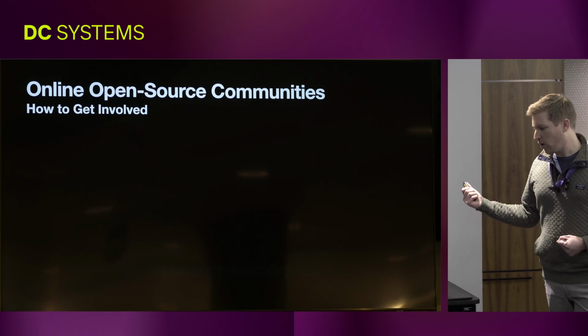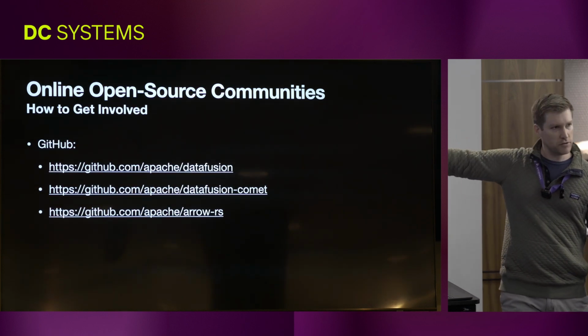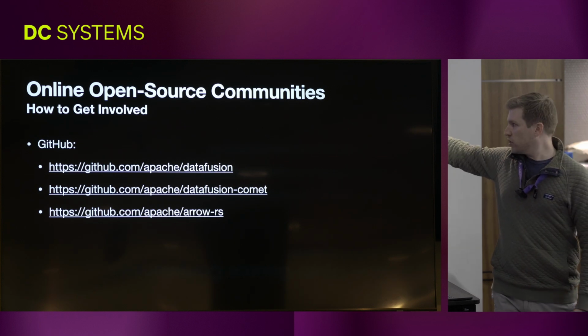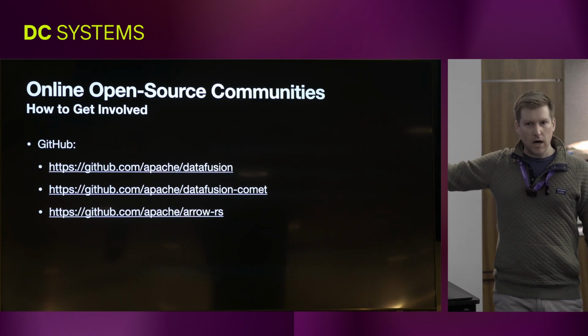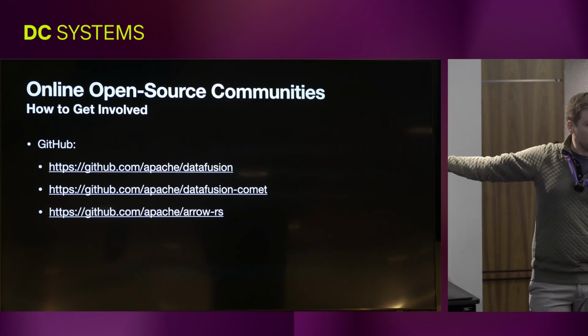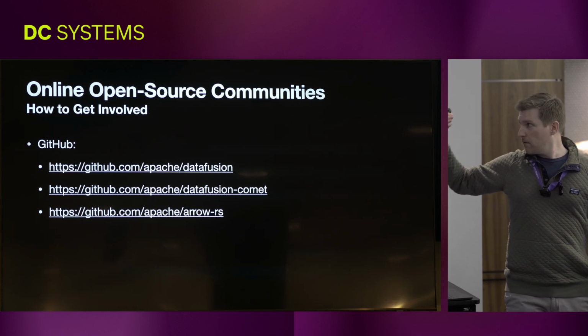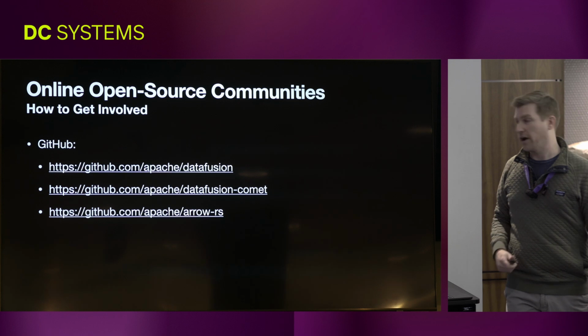So first, how to get involved. The open source communities. These are the 3 GitHub repos I stare at the most. There's DataFusion, there's DataFusion Comet, and then there's ArrowRS. I didn't mention, these are effectively all Rust code bases. So if you want to learn Rust, here's a great way to do it. It's a fantastic community. I didn't really know Rust 6 months ago, and here I am.